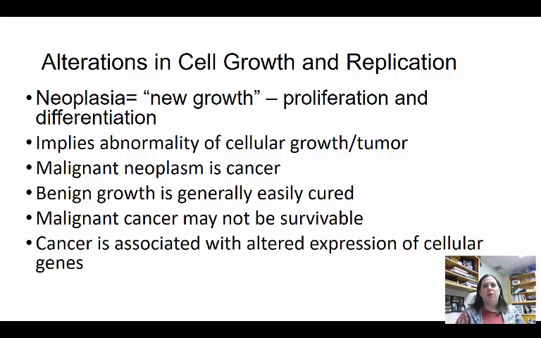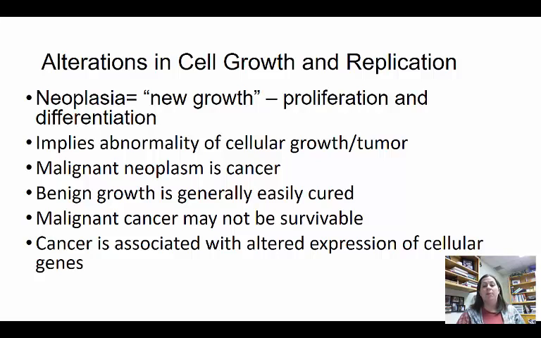All right, so we're going to continue on with chapter 1, where we're going to focus in here in this section on cancer, or what we call neoplasia. Neoplasia is new growth. This is proliferation and differentiation of cells. Now, what happens with this a lot of times is that they are proliferating too quickly.